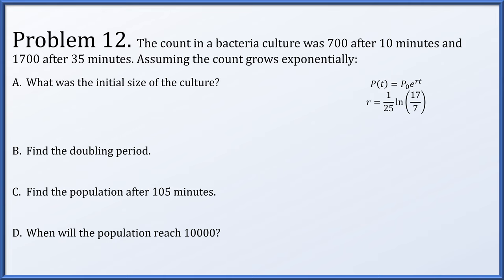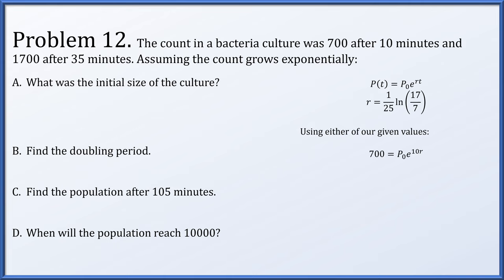So in our exponential growth model, that the population at time t is the initial population times e to the rt, we've solved for r, the growth rate, to be exactly 1 over 25 times the natural log of 17 over 7. I'm not going to plug this into a calculator to introduce rounding error until I absolutely have to. Now we're going to take this exact value of r and plug it into either of our given values. For example, 700 is the population at time 10.